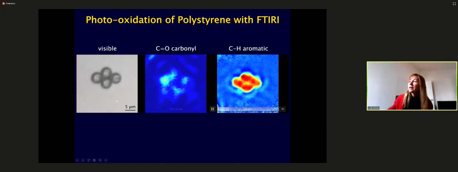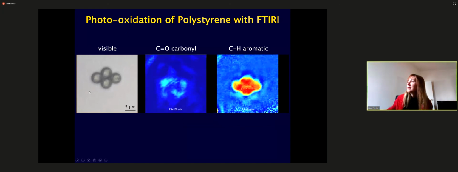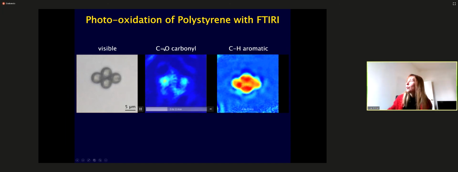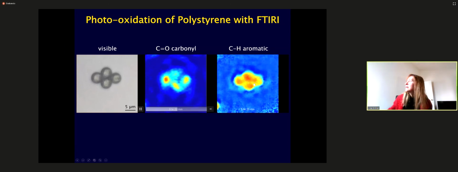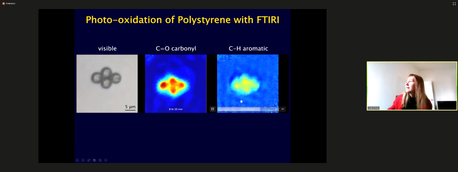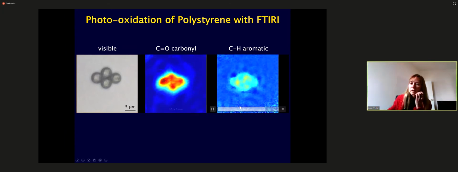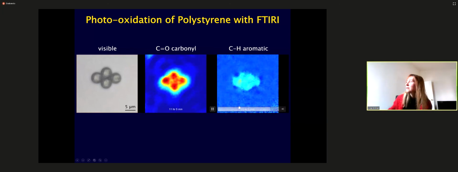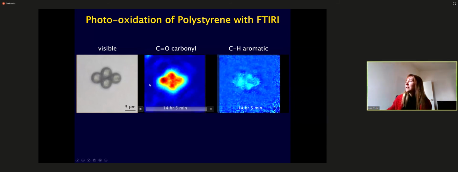So this was a full field infrared. So we were looking at all 4 beads all at the same time with the infrared microscope. And we can watch the appearance of the carbonyl as the oxidation happens, and we can watch the disappearance of the CH aromatic as the oxidation happens. And this is jumping around only because of the registration, because we were doing this over 14 hours of time. The stage didn't sit exactly still, but you can see you go completely from almost no carbonyl to a lot of carbonyl after 14 hours, and lots of CH aromatic to almost no CH aromatic over time.